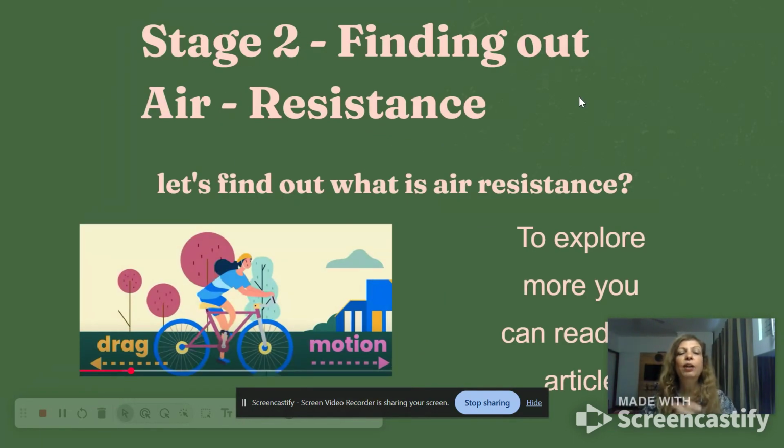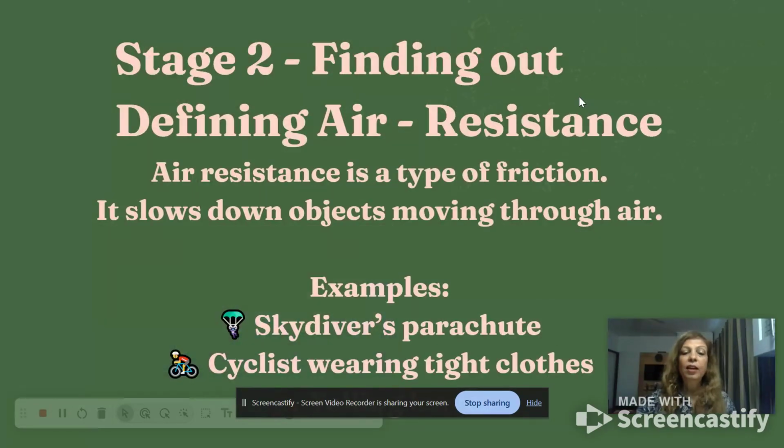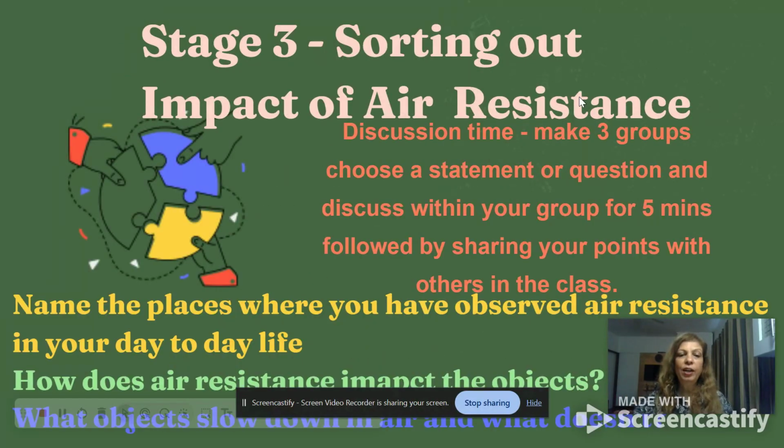Then we are going to find out, in stage 2, about air resistance through a video. The learners will watch this video and try to define air resistance. If they find it difficult, they will be reading the article and also the book that will be displayed in the class atmosphere. They will be giving examples to show their understanding about air resistance.